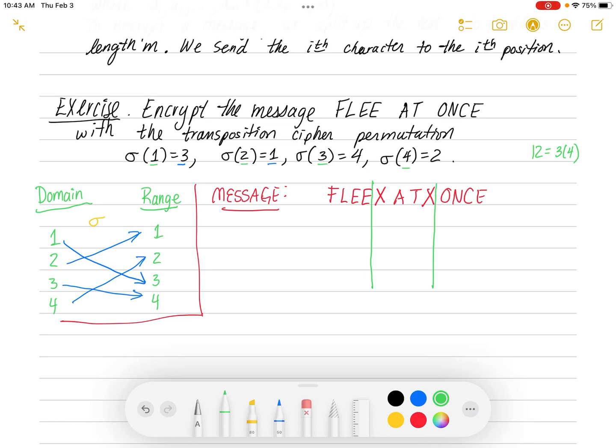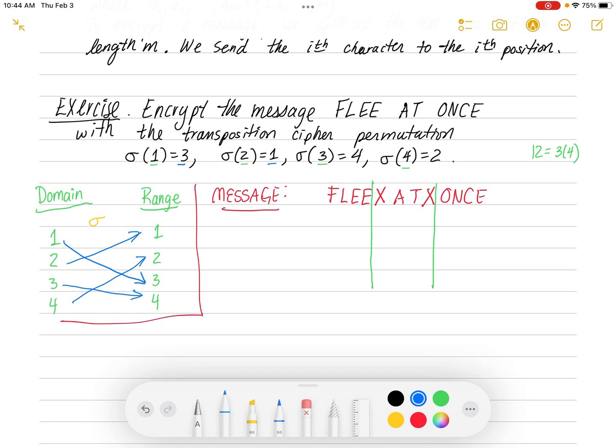Now, what if you didn't have 12 characters? What if you had only 11 characters? Let's say you had 11. Well, then you put an X on the end. You have to put an X on the end to get 12. Why 12? You always want a multiple of 4 when you're dealing with a permutation on 4 elements. Okay, so we have blocks of size 4, right? 3 blocks of size 4.